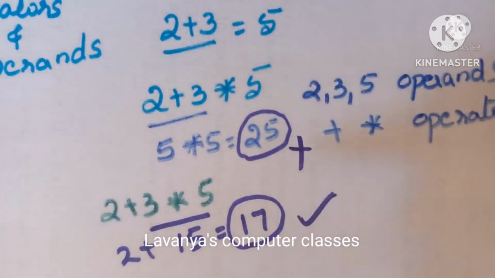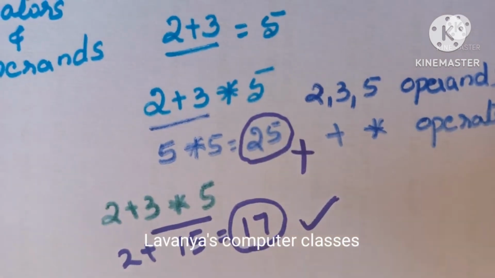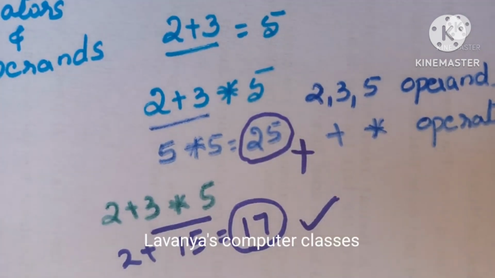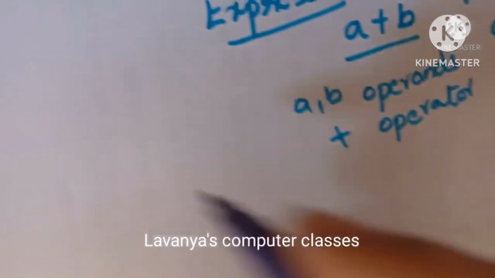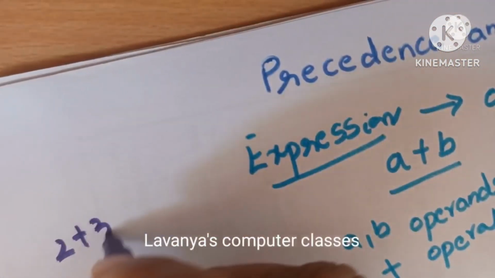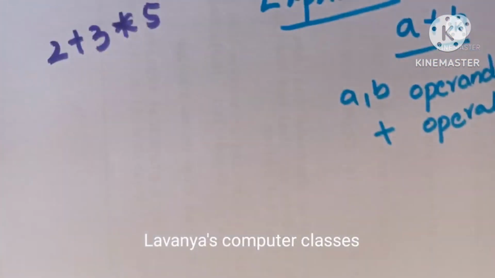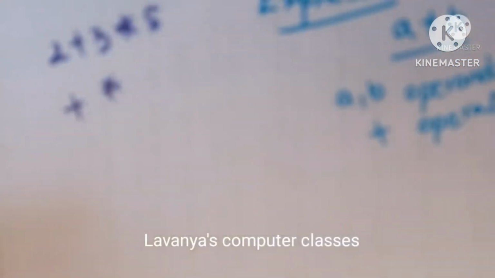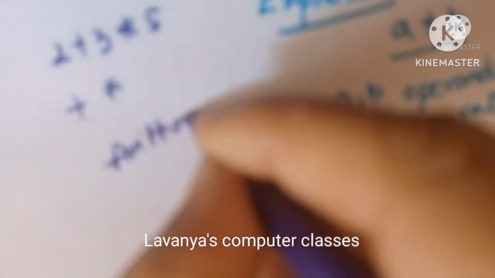Why is the other one wrong? Because if you want to evaluate any expression, we have to follow the order of the operators. What is the order of the operators? The priority of the operators. Which one is our example? 2 plus 3 into 5. In this example, there are two operators, plus and into. These two are called arithmetic operators.